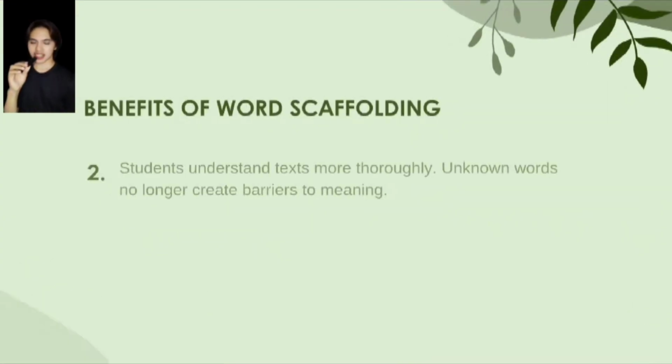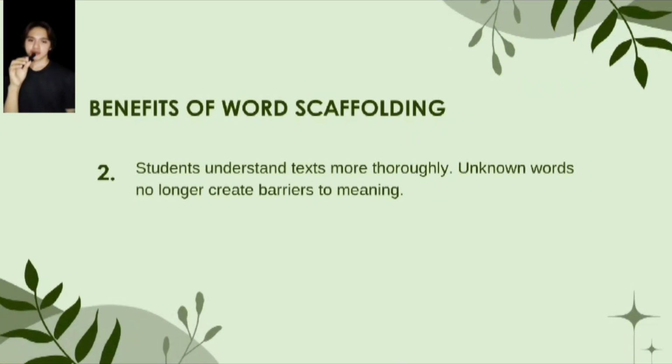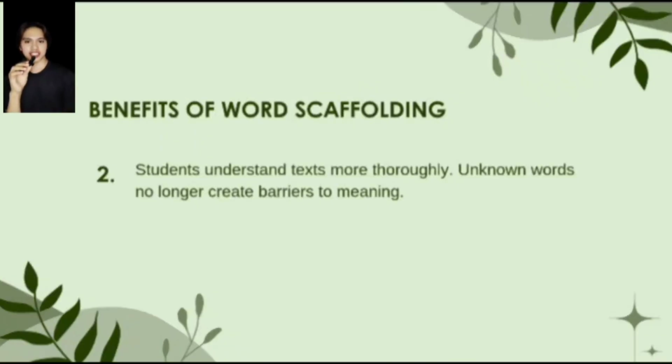The second benefit is better understanding of text. So sometimes students don't understand a passage because they encounter too many unfamiliar words. So word scaffolding removes those barriers. Before reading, teachers introduce important vocabulary so students already know the difficult words. For example, before reading a story about nature, introduce words like habitat, environment, and pollution. When students read a passage, they focus more on understanding the story instead of struggling with vocabulary.